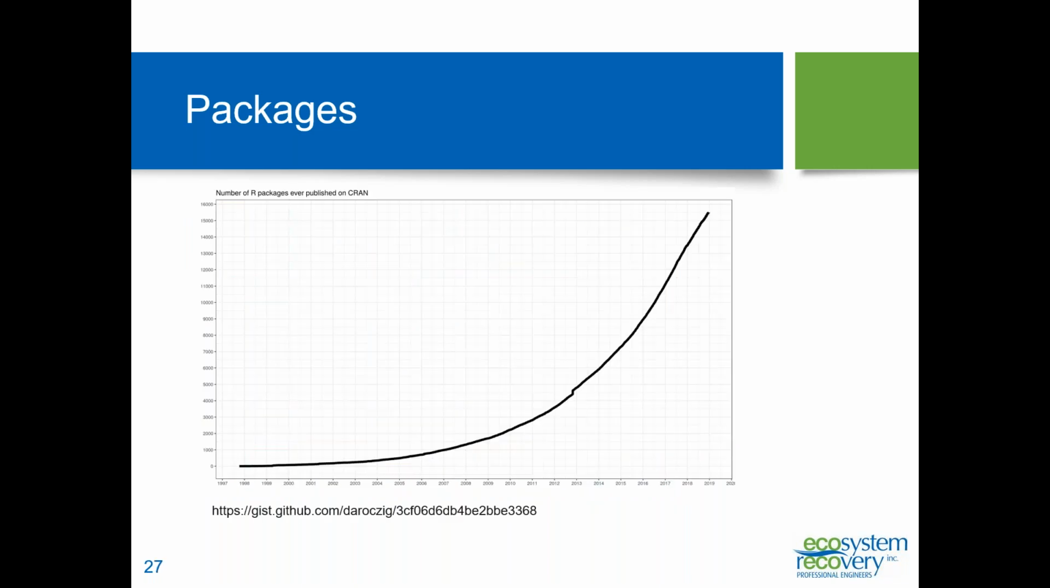And this is just the plot to show the number of packages ever published on CRAN. I apologize, you probably can't see the axis labels very well there, but this is from 1997 to 2019, and you can see the number of packages is growing exponentially. So just to emphasize the point that you probably don't need to reinvent the wheel as long as you have some basic R under your belt.